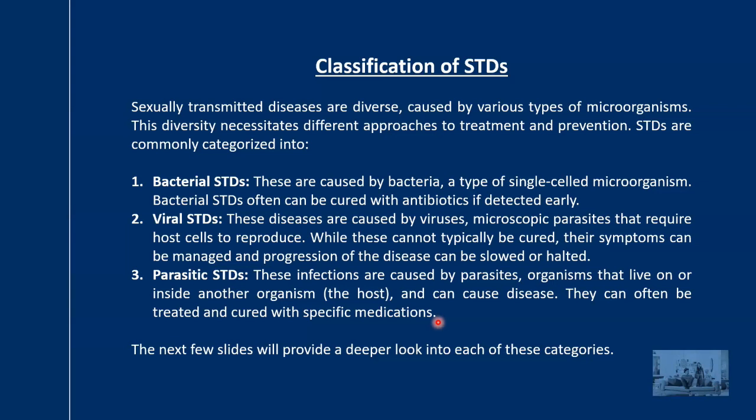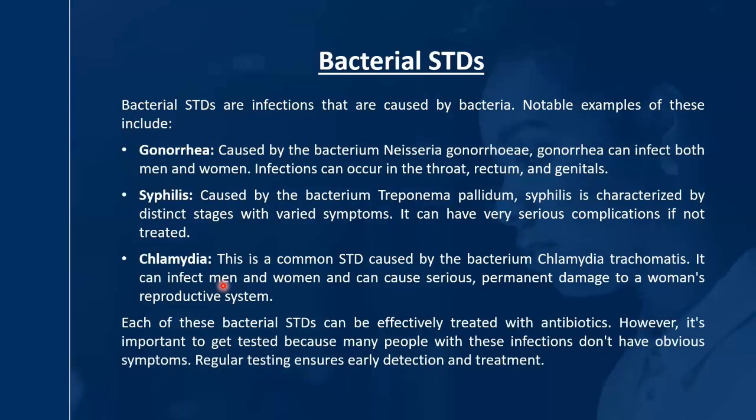The next few slides will provide a deeper look into each of these categories. We will go one by one into the bacterial STDs, viral STDs, and parasitic STDs, which are most commonly encountered in the health sector. Among the bacterial STDs, we have three very common diseases: gonorrhea, syphilis, and chlamydia. These three are very common. So the first one is gonorrhea, caused by the bacterium Neisseria gonorrhoeae.